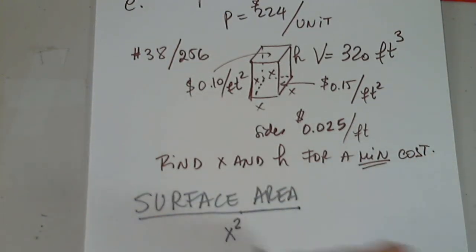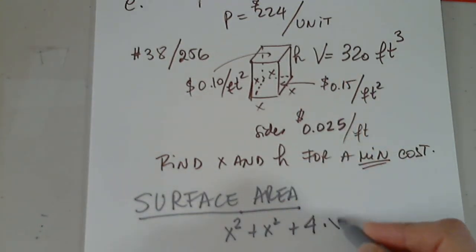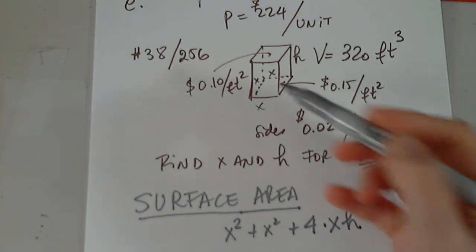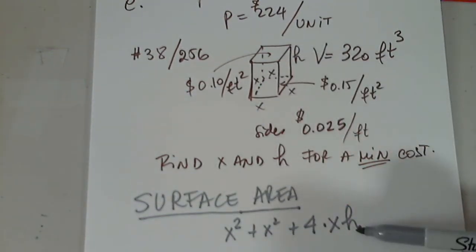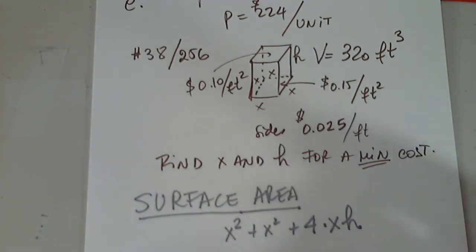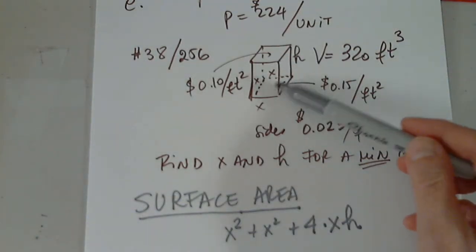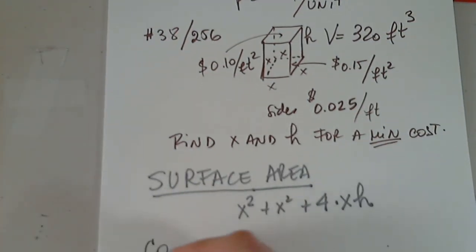I would have x squared for the base, plus another x squared for the top, plus 4 multiplied by x times h. So each side has base times height, but there are 4. The top has x squared. And the base of x squared. But we are interested in the cost.